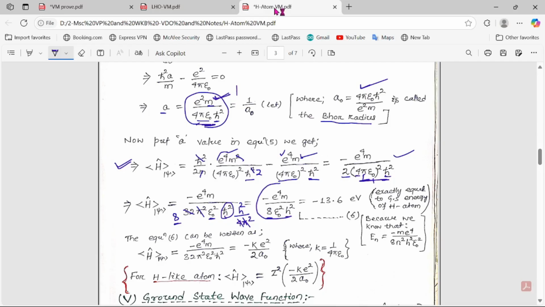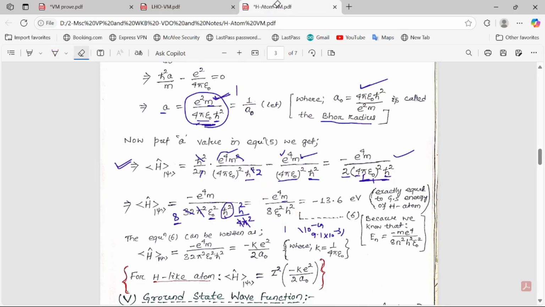You just substitute all the values. Here e is the charge, minus 1.6 into 10 to the minus 19, and m, the mass of the electron, is 9.1 into 10 to the minus 31. Put epsilon naught and h values, and you find the value is minus 13.6 electron volt, which exactly matches the ground state energy of the hydrogen atom.